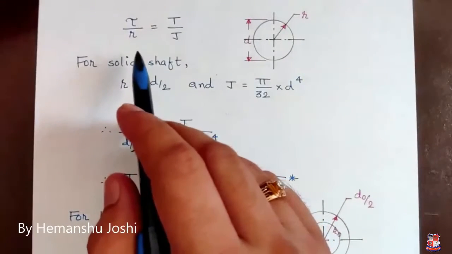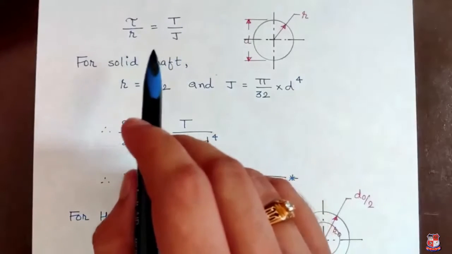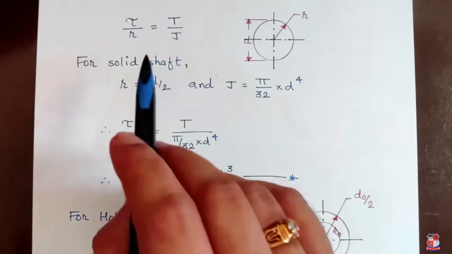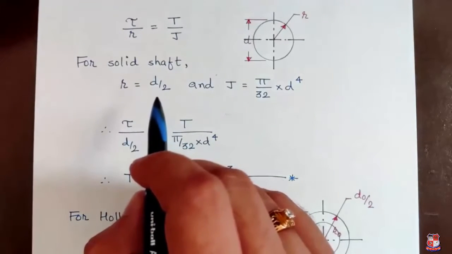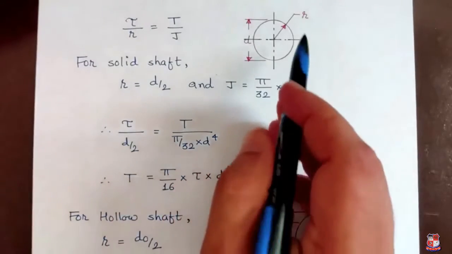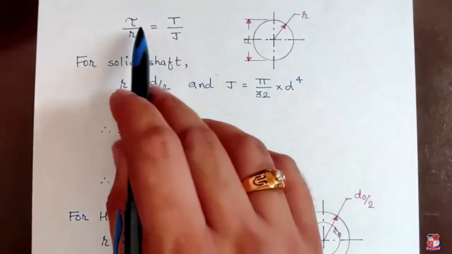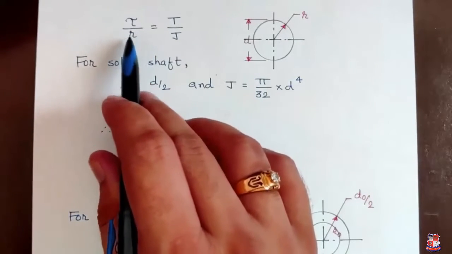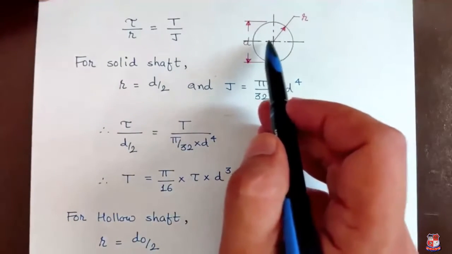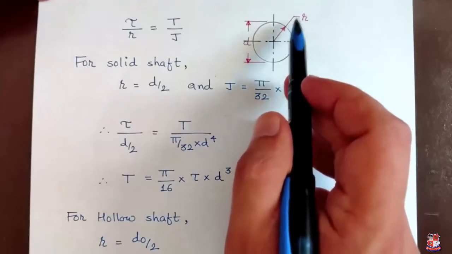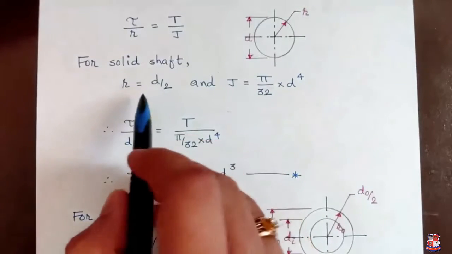From the equation of torsion, we will use only the first two terms, that is tau by r is equal to T by J. With this equation, we have to design a solid shaft and a hollow shaft. First, let us consider one solid shaft having circular cross-sectional area with diameter d. Now here, in this equation, r is the distance of the extreme layer from neutral axis. So suppose this is our neutral axis, so the distance of the extreme layer will be radius r. So r is equal to diameter by 2.